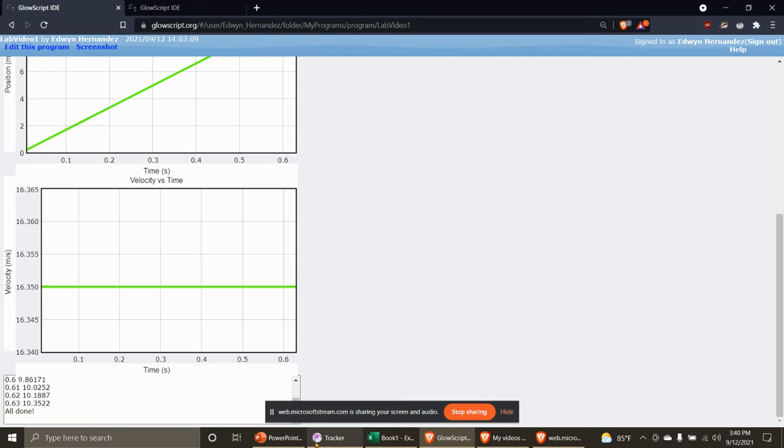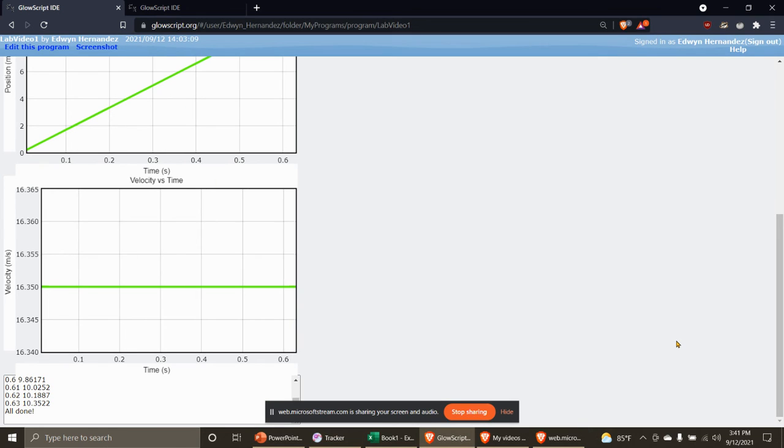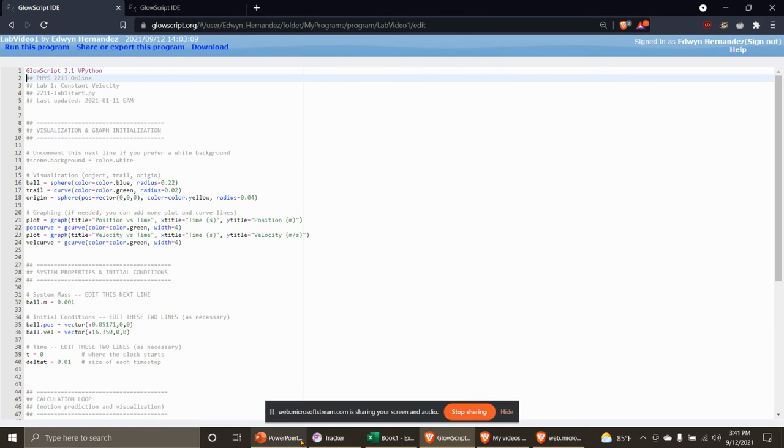If I run this program, you can see that it goes up to about 10.03522. But compared to the tracker, around this time, it was at 13.11.